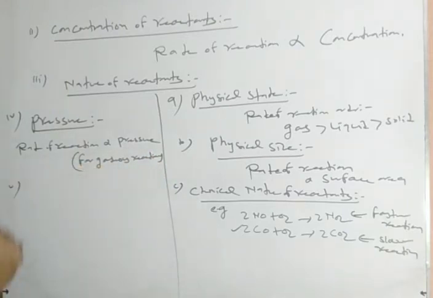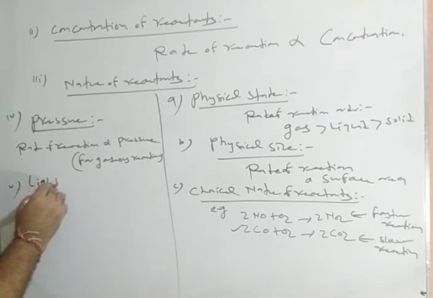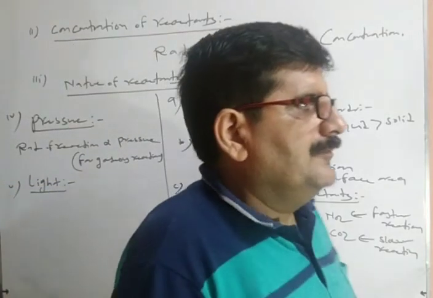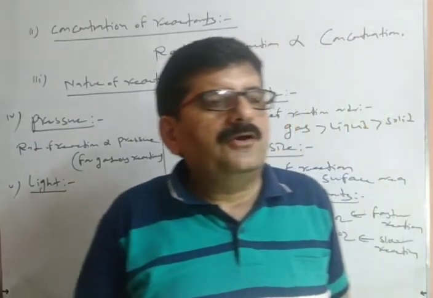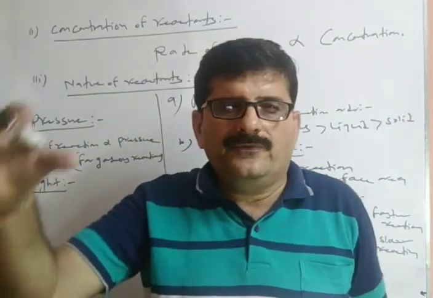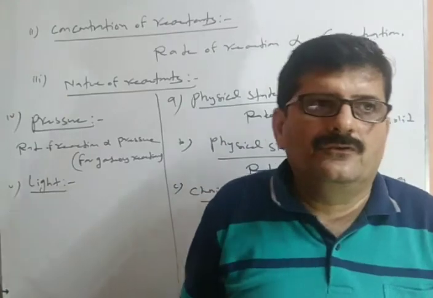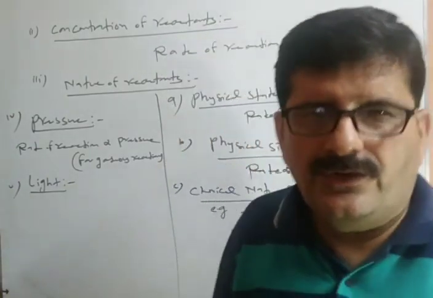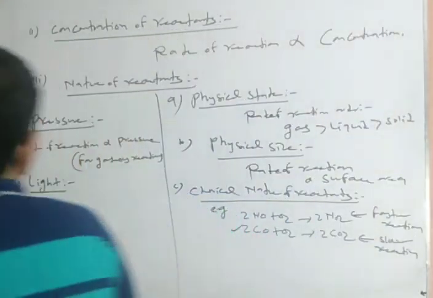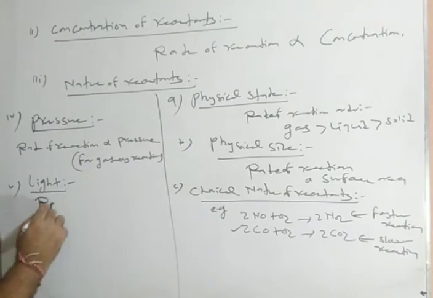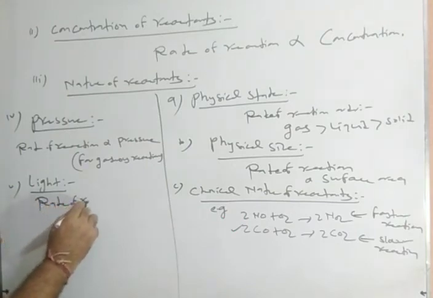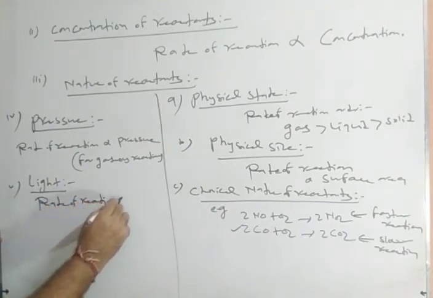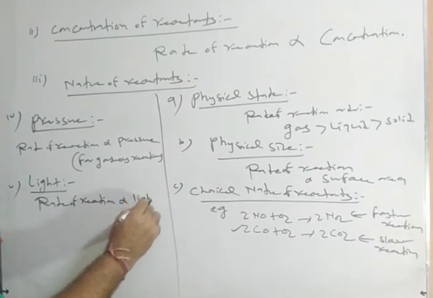Fifth number, light. In presence of sunlight, rate of reaction becomes faster. Why? Because activation energy decreases. Lower the activation energy, reaction becomes faster. Rate of reaction is directly proportional to exposure to light.